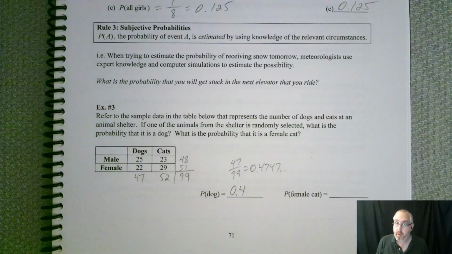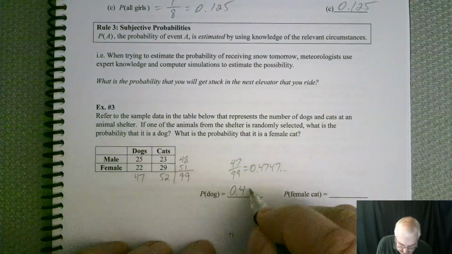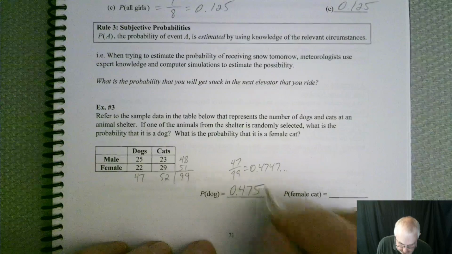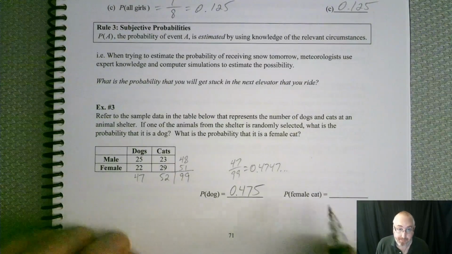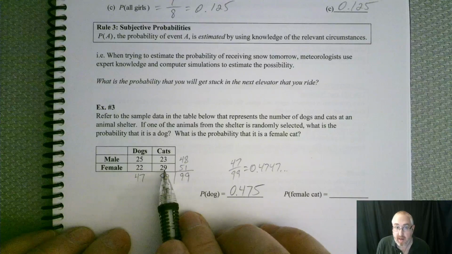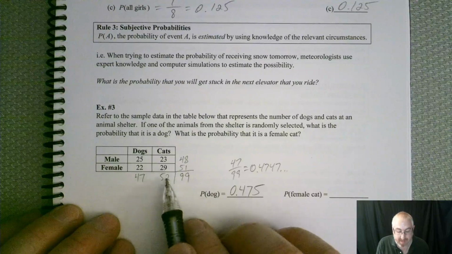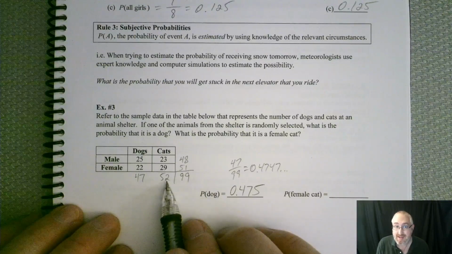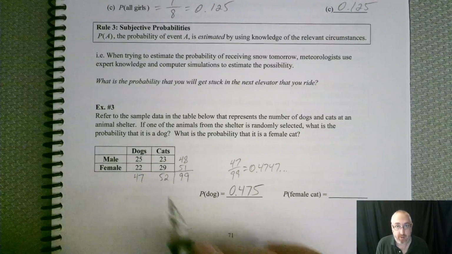Now, if we're rounding it to 3 decimal places, make sure you don't just chop it off. Round it up if you have to round it up. Round it down if you have to round it down. So 0.475. Now, what about for a female cat? Well, a female cat, there's only 29 of those. Now, a common mistake is that people want to take the female cat out of all the cats. So people would want to say 29 out of 52, but that's not correct.